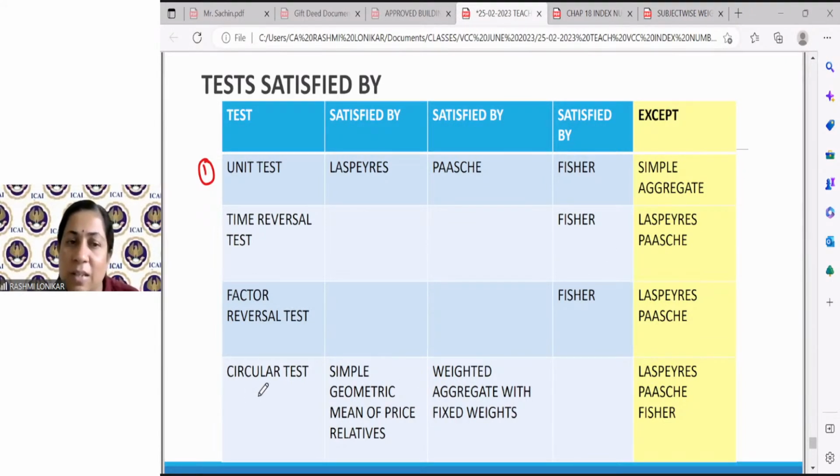And the circular test is satisfied by whom? Simple geometric mean of price relatives and weighted aggregates with fixed price. Okay, don't need to go into details. Don't try to see what this is. It is not there. You only need to know the names. And the circular test is not satisfied by Laspeyres, Paasche, and Fisher.